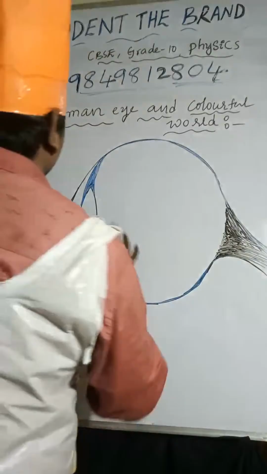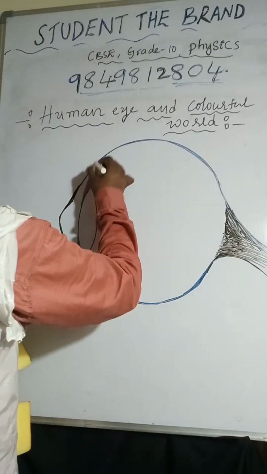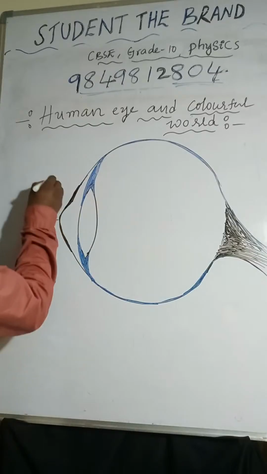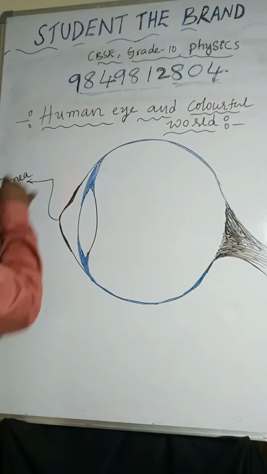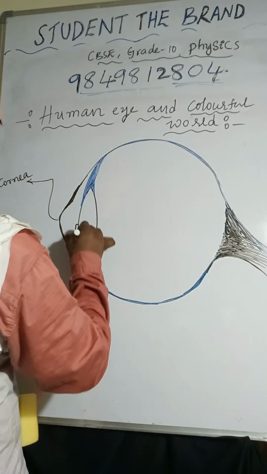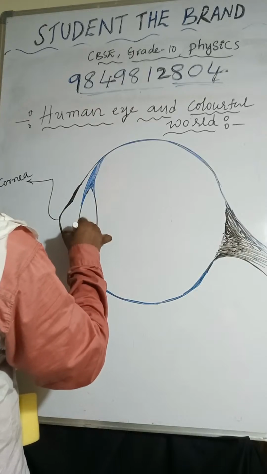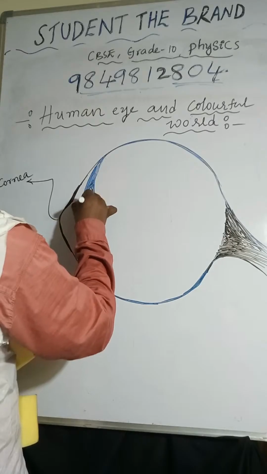So here, cornea: the frontal layer, the protective layer of the eye. And here it will be until here.